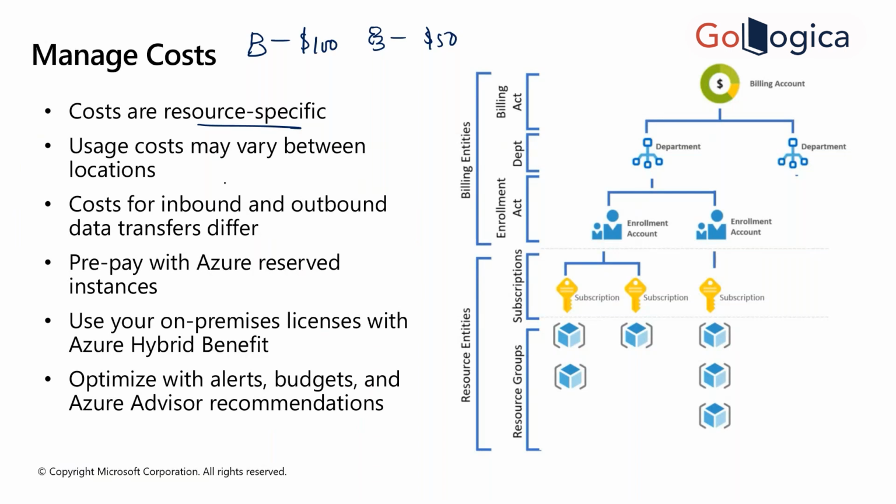The second point: usage costs may vary between locations. Now, what does it mean? I'm hosting a VM in Canada and I'm paying $100 for a VM. I'm hosting the same VM in the US. I might be paying $150. So again, costing depends. It varies between locations.